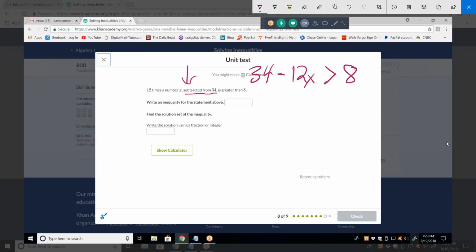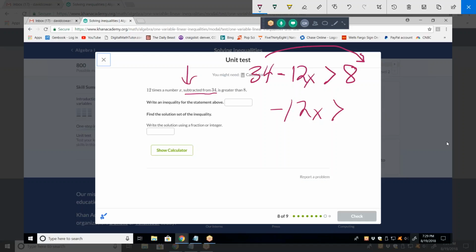Let's go ahead and solve it because I can see we need both of them. So negative 12x is greater than... In other words, you're going to move the 34 to that side, so what's left is the minus 12x, the first thing on the left. Is greater than 8.